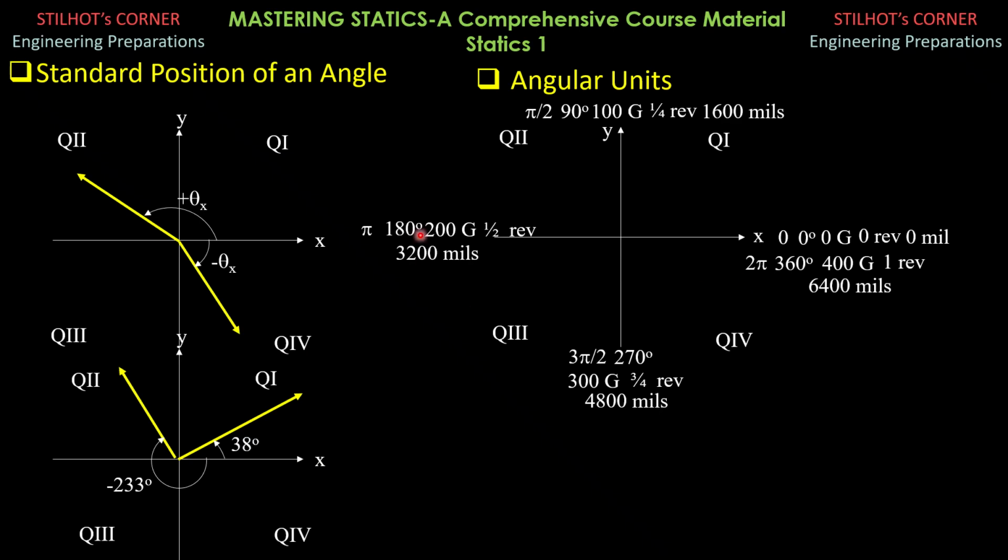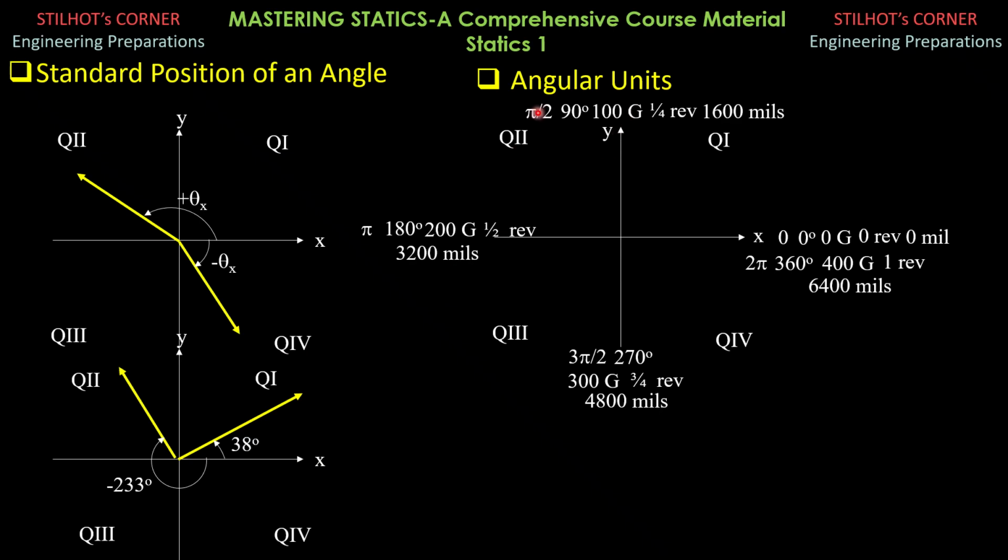If the angle is measured clockwise, then same zero here, 0, 0, 0. Then here, this should be negative of pi over 2 radians, negative 90 degrees, negative 100 grads, negative 1/4 of a revolution, then negative 1,600 mils. So here, negative pi radians, negative 180 degrees, negative 200 grads, negative 1/2 of a revolution, negative 3,200 mils.